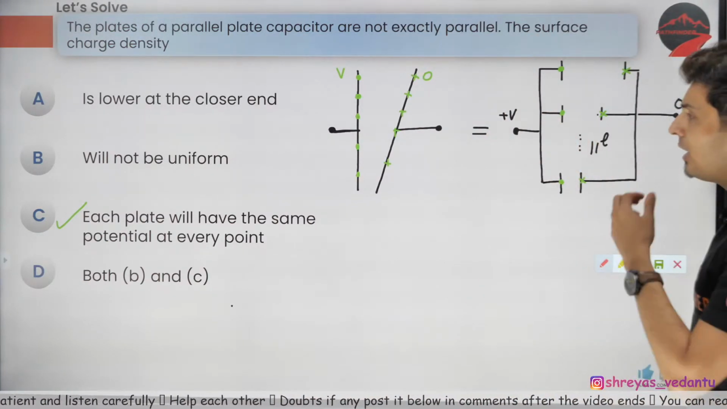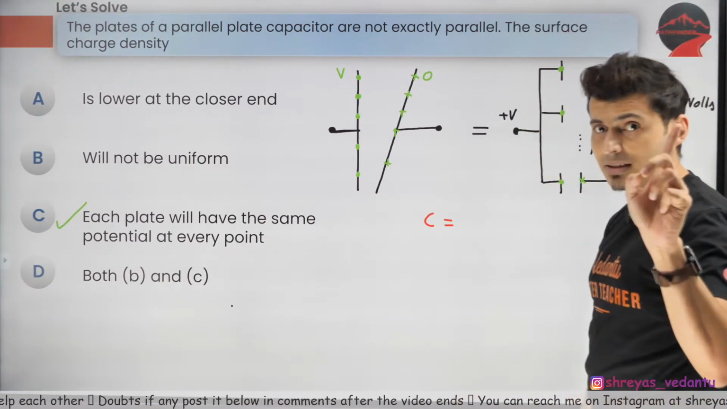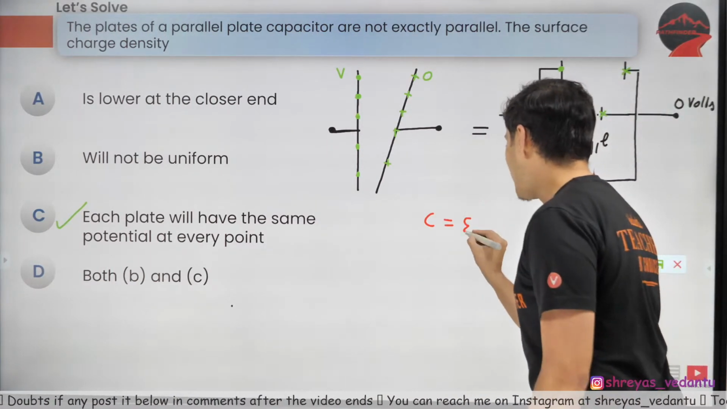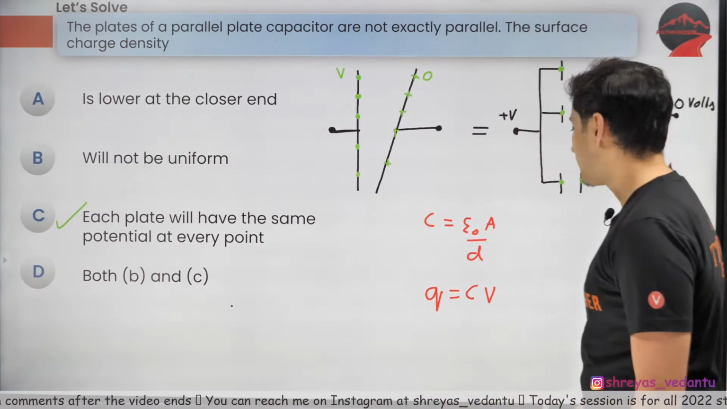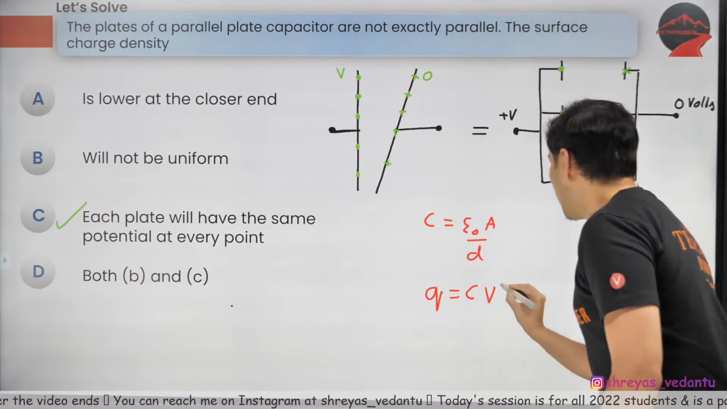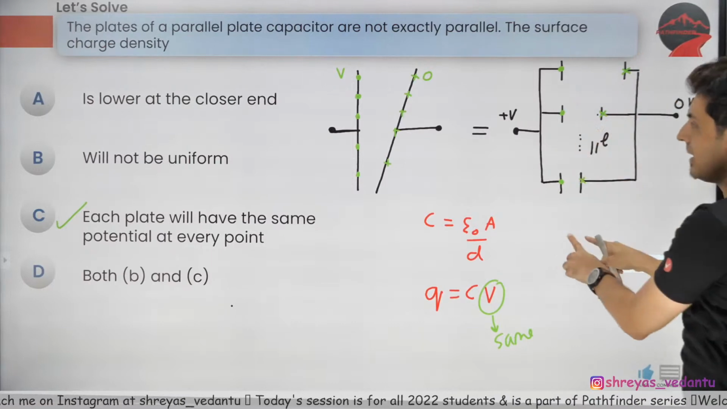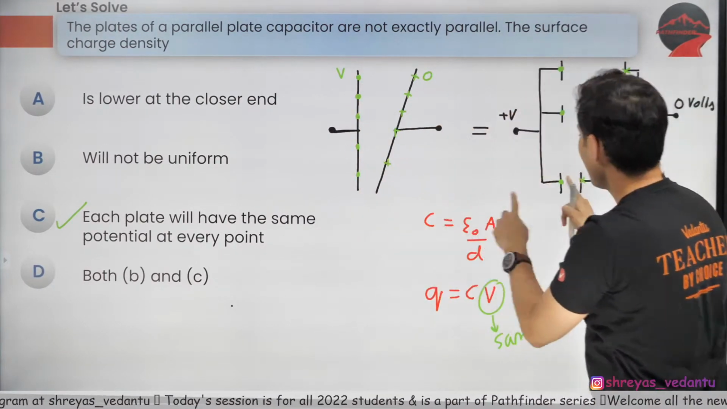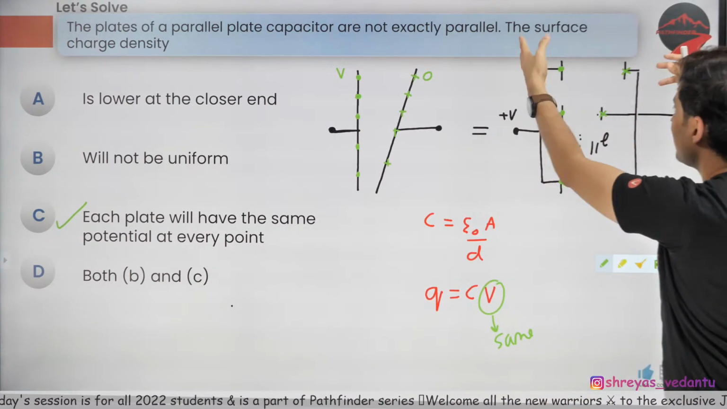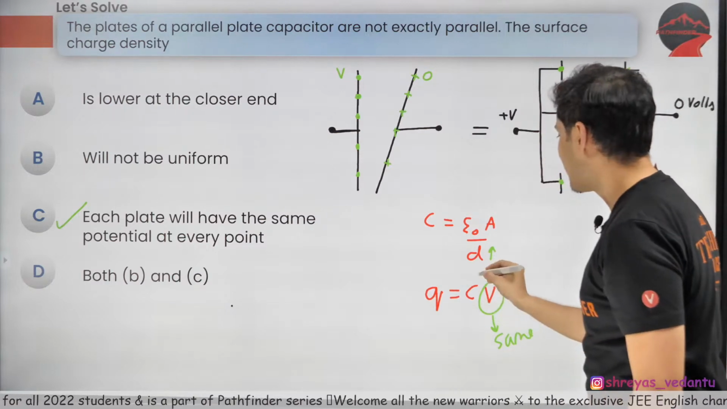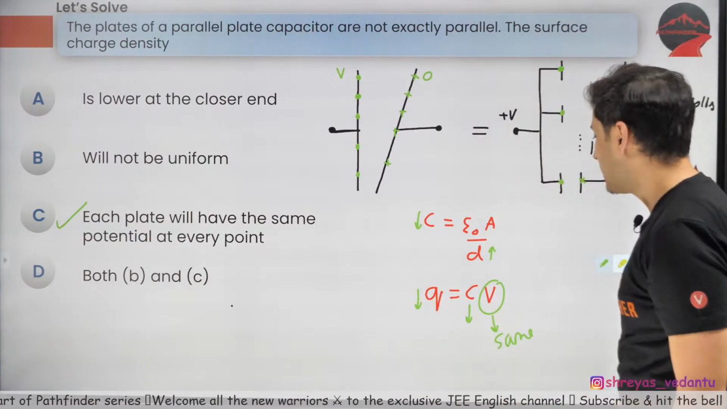Next up, we all know that capacitance depends on the distance. Capacitance is epsilon naught A by d, and Q is equal to CV. Now remember one thing, the V is the same. Why is the V the same? Because they are all in parallel. The voltage difference everywhere is the same. Hence, as the distance increases, capacitance decreases. So if capacitance decreases, charge decreases.